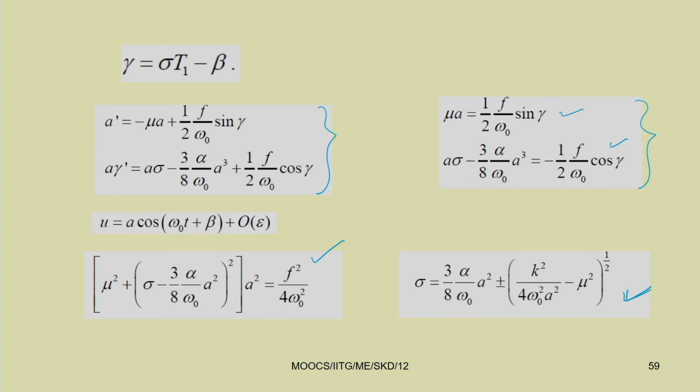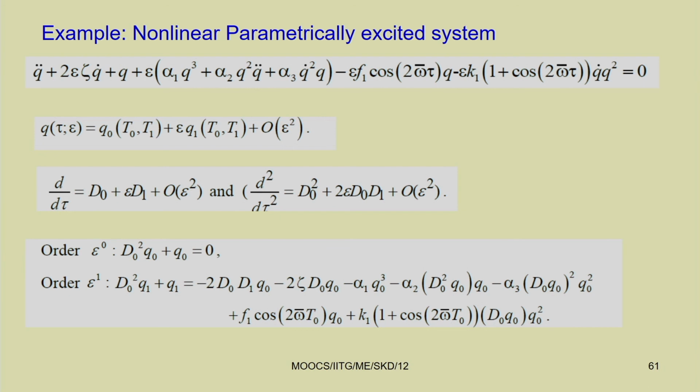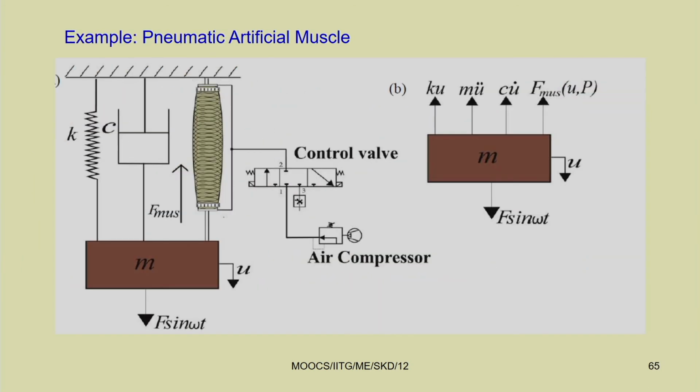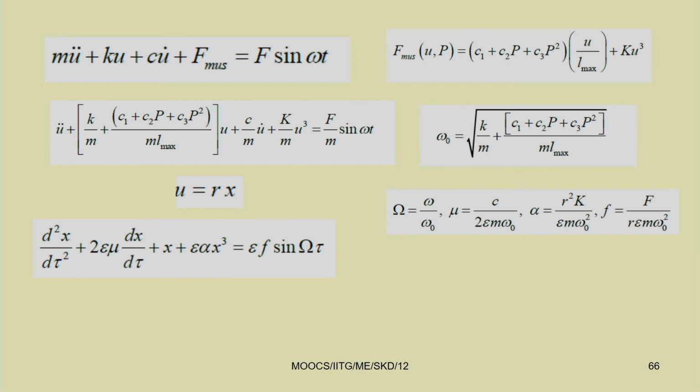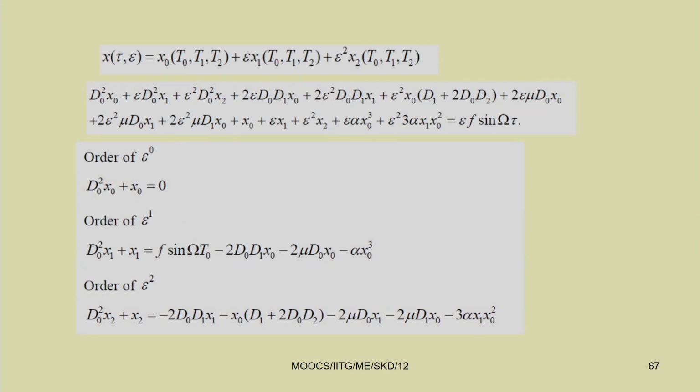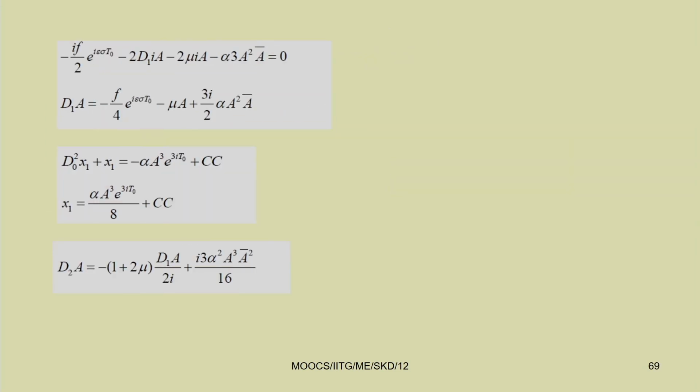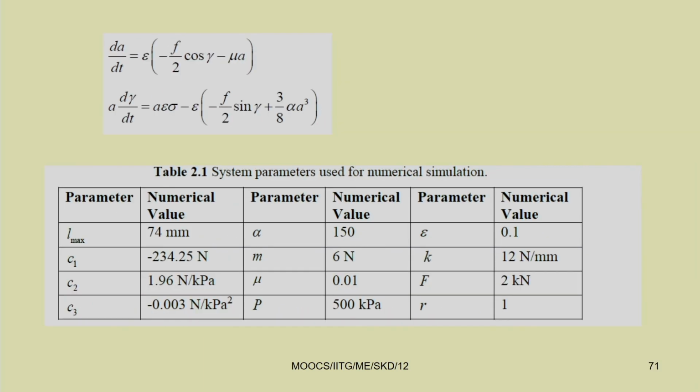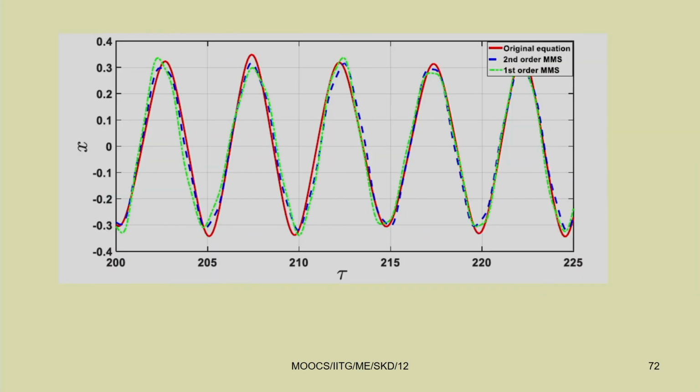So, we can see how the response curves look like, and similarly also last class we have taken some more examples of a parametrically excited system, and also we have taken another example of pneumatic artificial muscle. By taking all these examples, in the last example particularly, I have shown the frequency and force, this is the response curve.